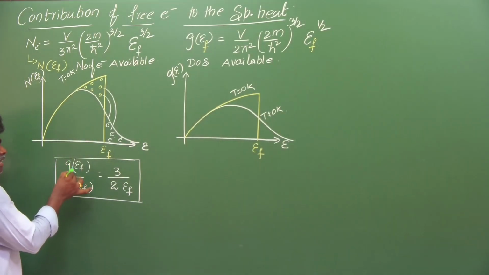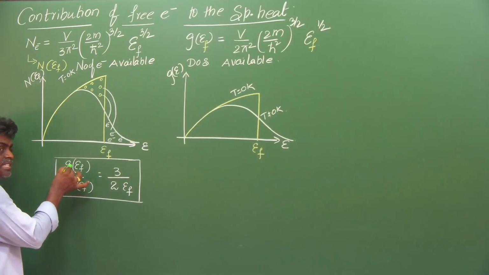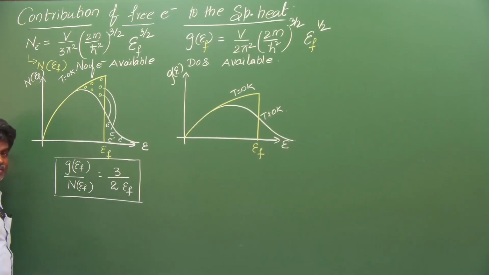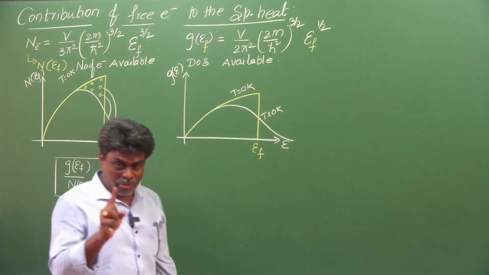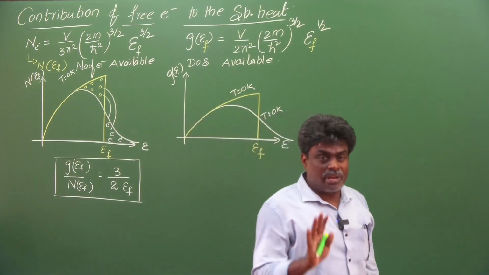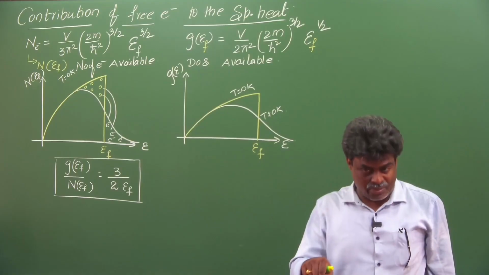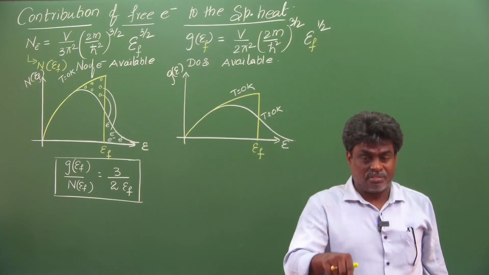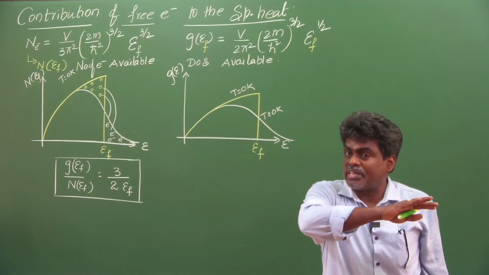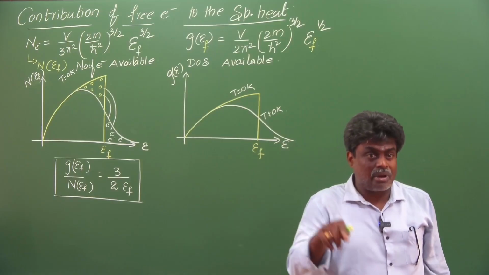G of E is, number of states greater than number of particles. This is for Fermi-Dirac system. In a Fermi-Dirac system, the number of states must always be greater than or equal to the number of particles. Number of states is never less than number of particles.